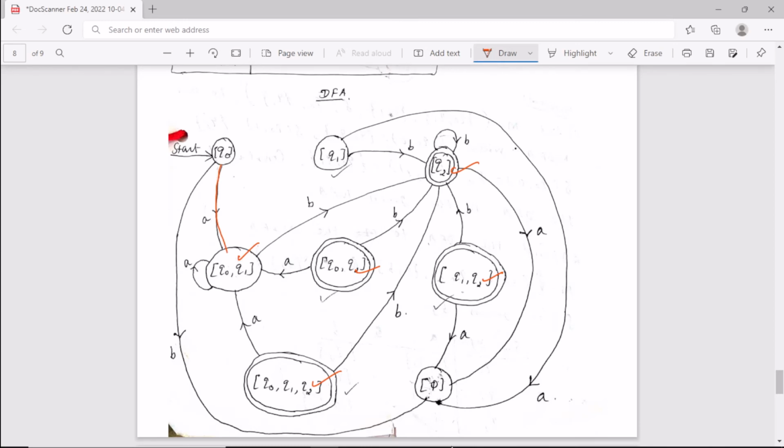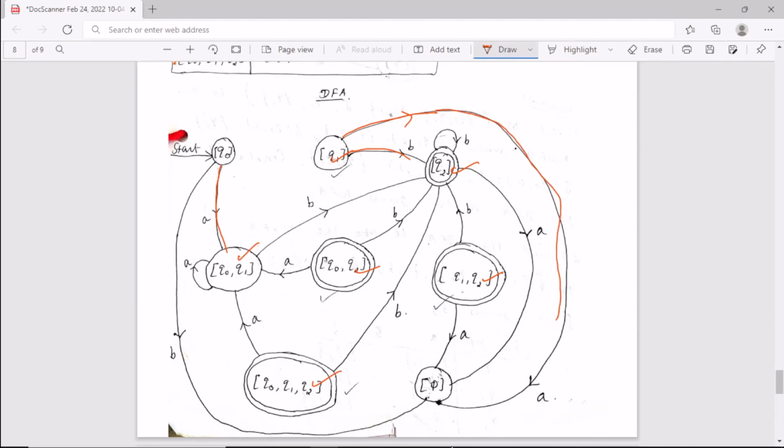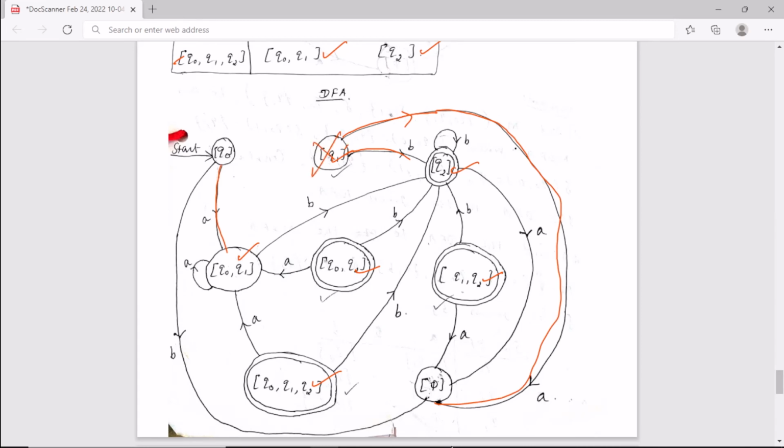Next Q1. So here in Q1 there are two paths, but these two paths are outgoing paths, which means there is no incoming path, which means this state is not reachable from the initial state, so you delete it. Next Q2. This state is also reachable from the initial state through this path, so you can take it. Next Q0, Q2. Look at this state. There are two paths, but both are outgoing paths, which means there exists no path from the initial state to this state. So you can delete it.